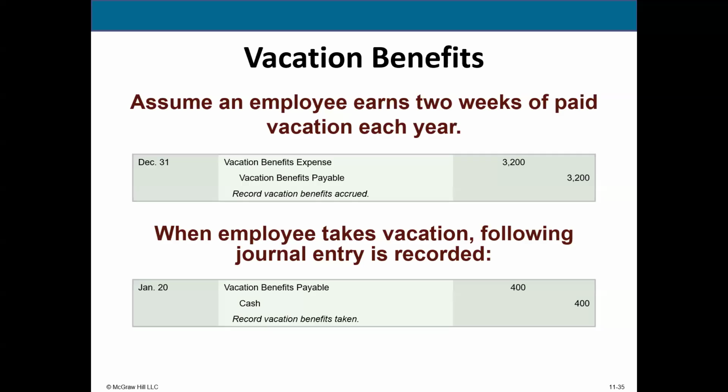Okay, so vacation time. We assume an employee earns 2 weeks of paid vacation in each year. That's a pretty nice plan in my opinion. So we record the transaction like this at the end of each year for each employee. We debit vacation benefits expense, 3,200, and credit the vacation benefits payable, 3,200. This is based off of their salary. Then let's say an employee takes a day off or so. We would debit vacation benefits payable and credit cash to represent that day off or week off or whatever it was.